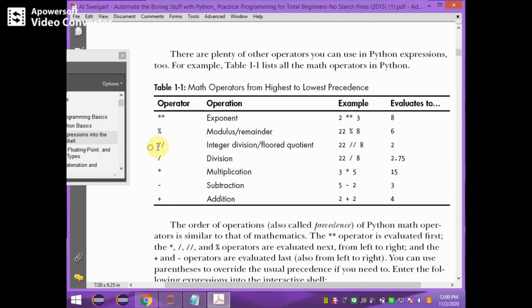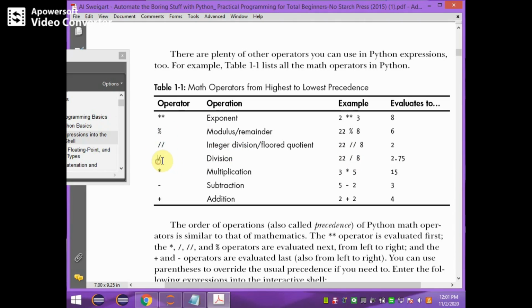Next is two slashes. It is for integer division. Integer division is nothing but the division operation giving a quotient which is an integer, that is the floored quotient. Floored quotient means the fractional part will be removed, only the integer part will be determined. For example, if you take 22 // 8, you know that 22 by 8 gives 2 point something. Instead of that, it's just giving 2 because it is the integer portion of the quotient, that is integer division.